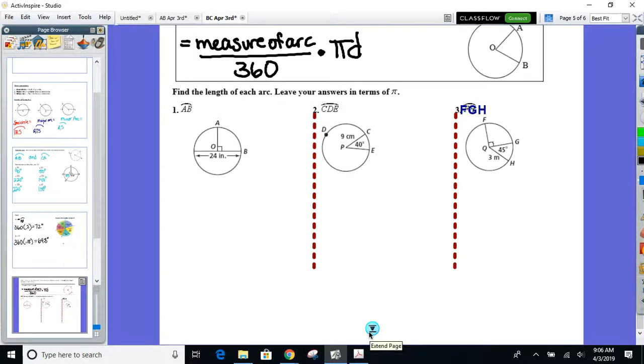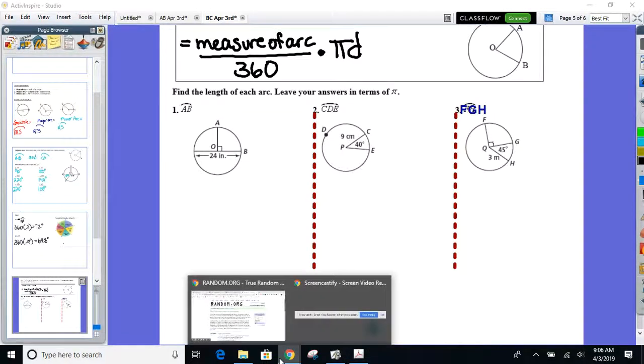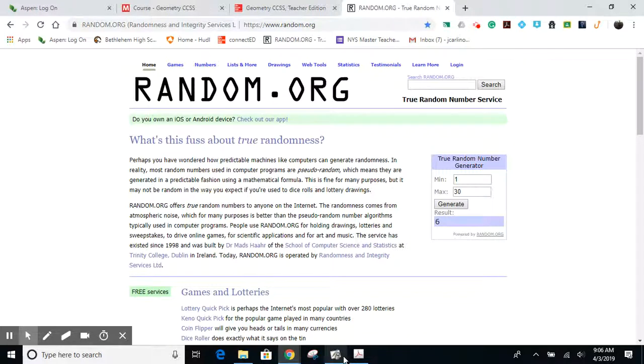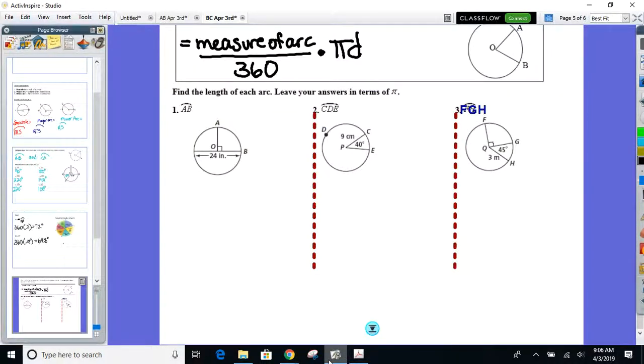All right, let's try it out. Length of each arc in terms of pi. What did terms of pi mean the other day? What am I looking for when I ask for terms of pi? Have a pi in the answer. Don't hit your pi button on the calculator. Leave the pi in your answer.